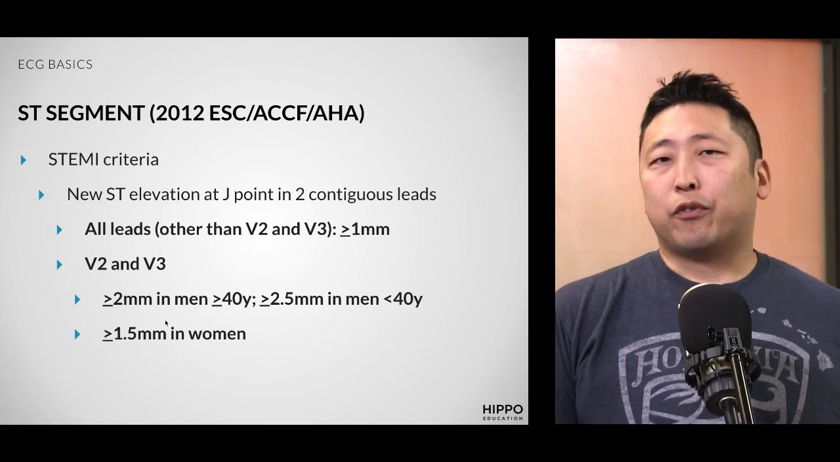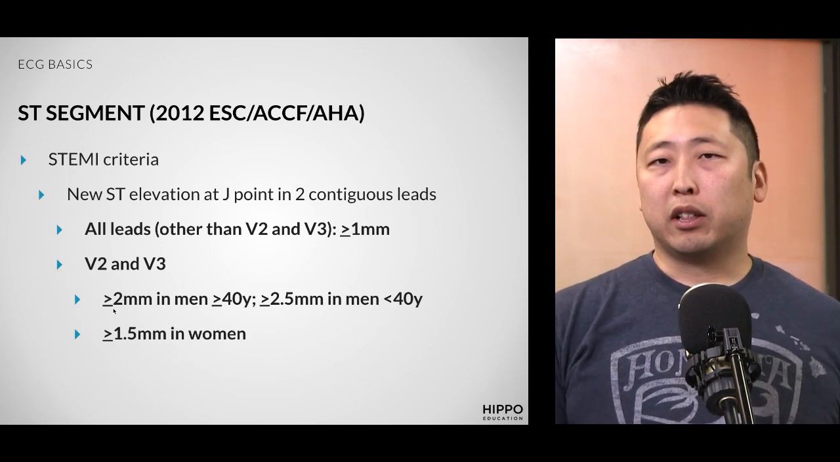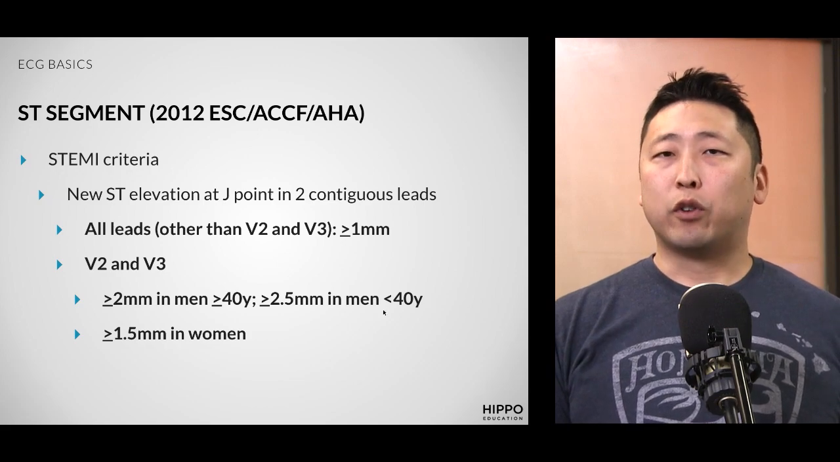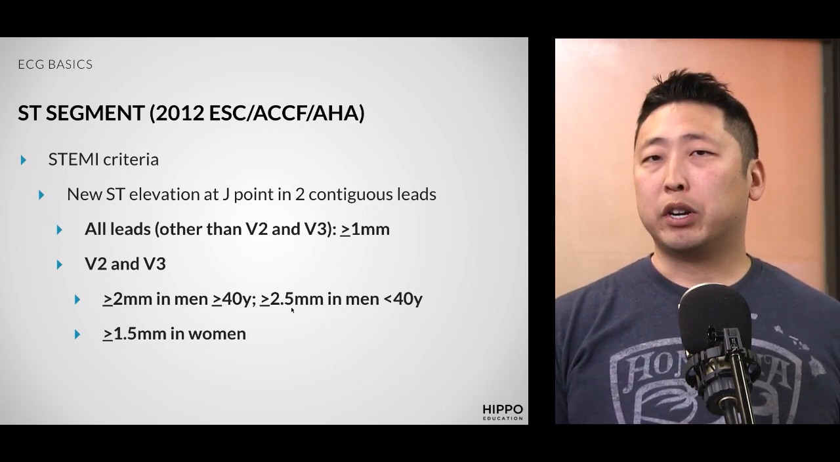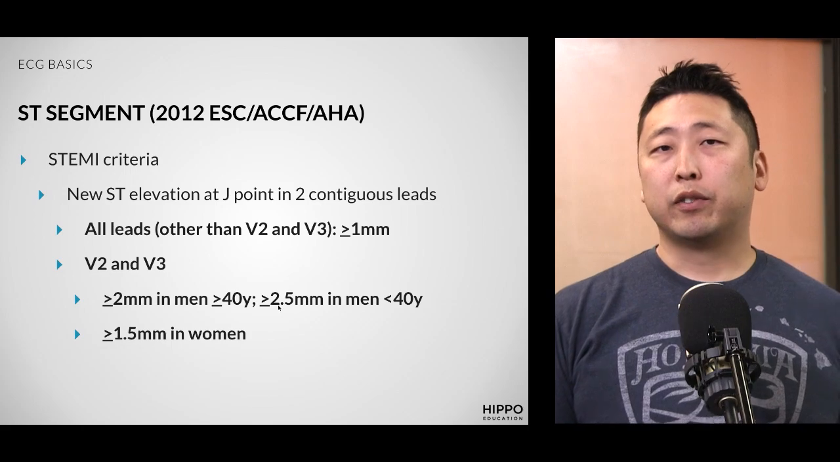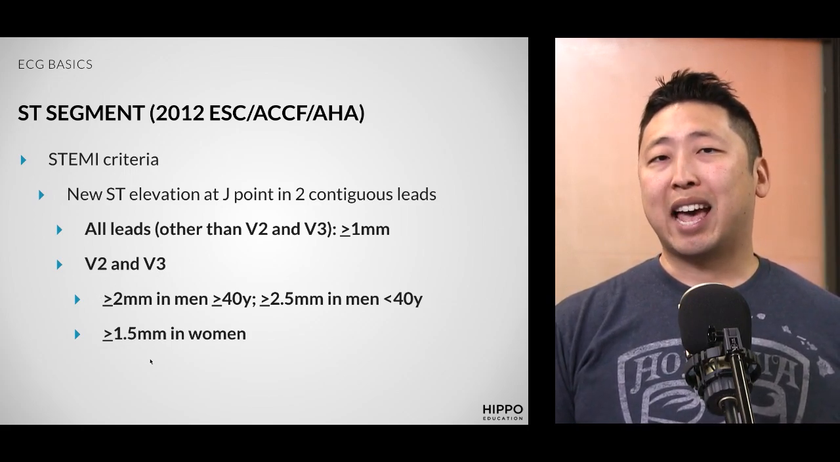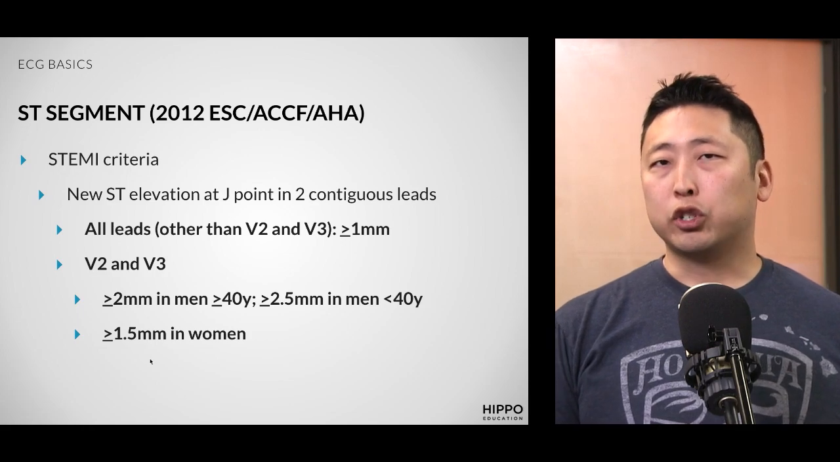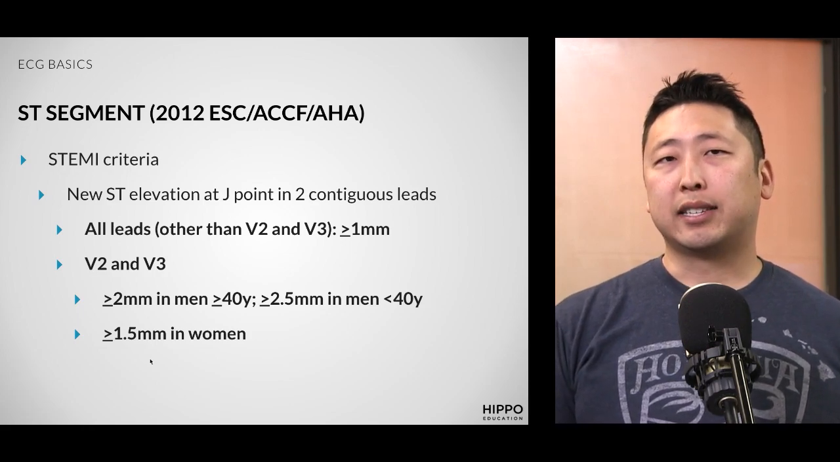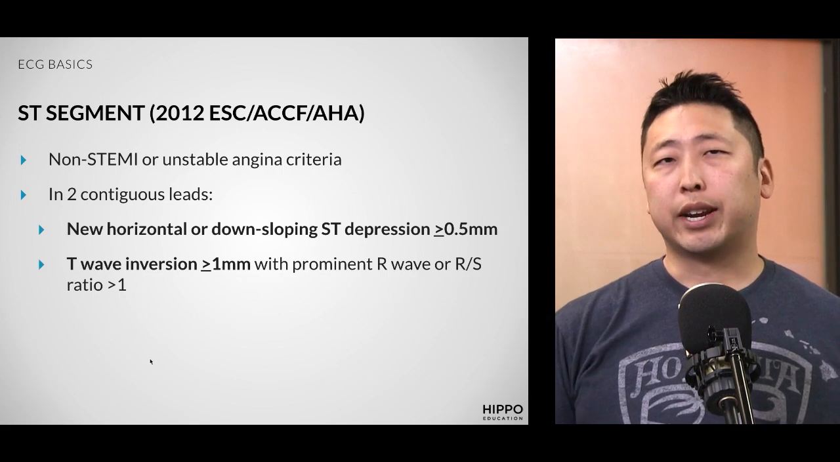In men at least the age of 40, it's going to be at least 2 millimeter elevation. If you're younger than 40, for men, it's going to be at least 2.5 millimeter elevation. In women, again, this is all V2 and V3, if you have ST elevation at least 1.5 millimeters, that would also be consistent with ST elevation MI criteria in the right clinical setting.